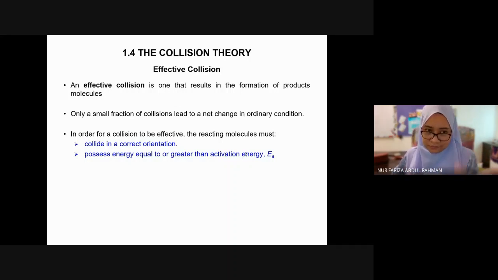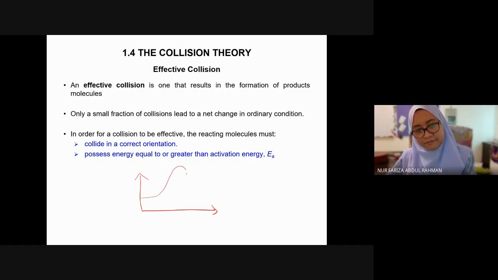Okay, proper orientation, they must collide in proper orientation and possess energy equal or greater than activation energy. Remember, activation energy, this is the profile energy diagram. Yep, the bouquet. This bouquet is what we call EA. The molecule needs to have sufficient energy to climb this hill and overcome this hill, and finally go down and produce product.